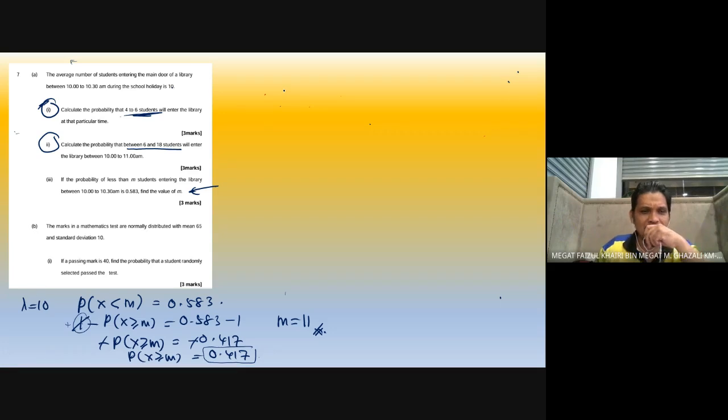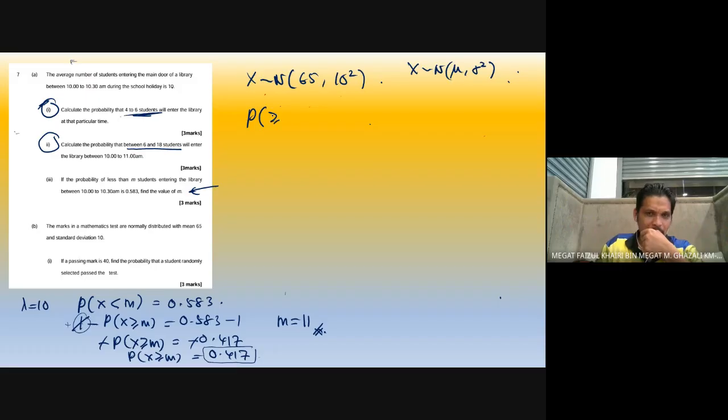So the marks in the mathematics test are normally distributed. X will be normally distributed with a mean of 65 and standard deviation of 10. Because X is normally distributed with a mean and variance, the standard deviation is 10, so the variance is 10 squared, which is 100. If the passing mark is 40, find the probability that a randomly selected student passes the test. So it is now probability of X greater than or equal to 40.